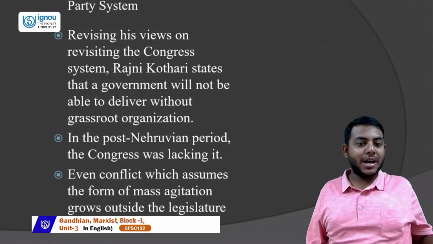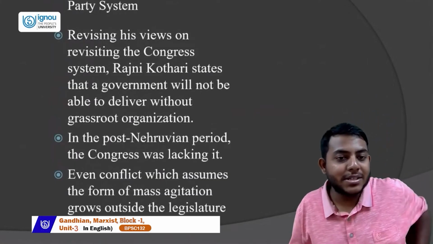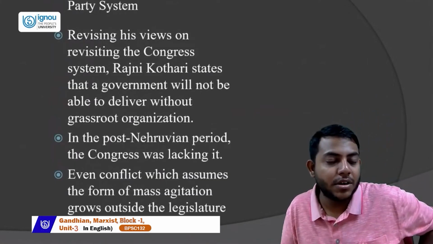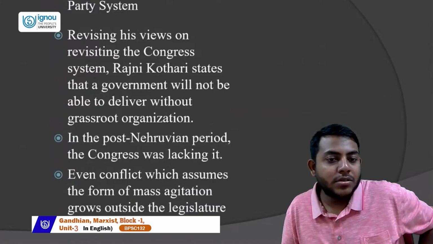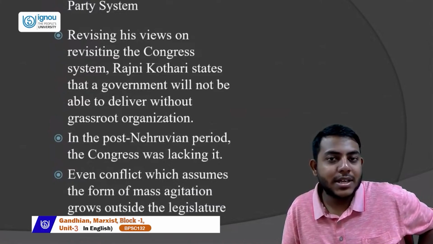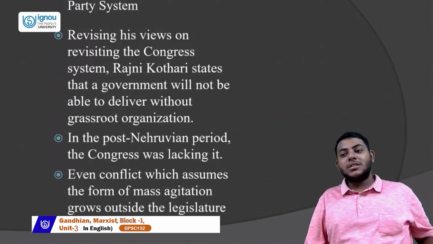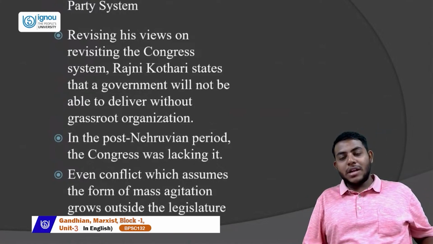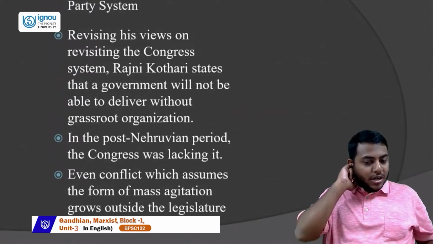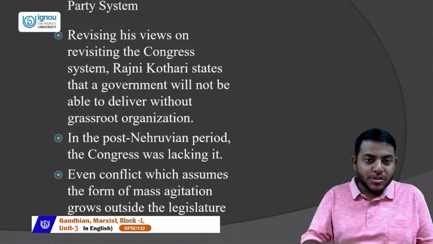Now let us discuss the party system. Revising his views on revisiting the Congress system, Rajni Kothari said that during the 1950s and the 1960s there was something called the Congress system in India. It was absolute domination of the Congress. The Congress was the government as well as the opposition.